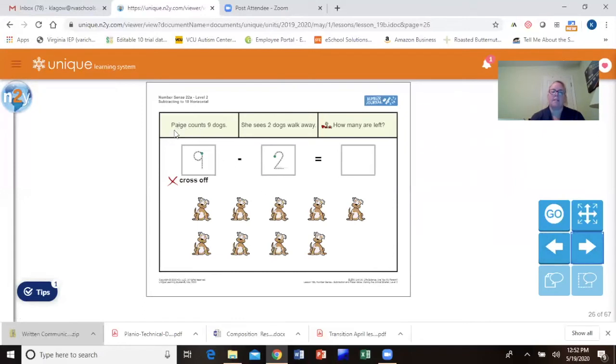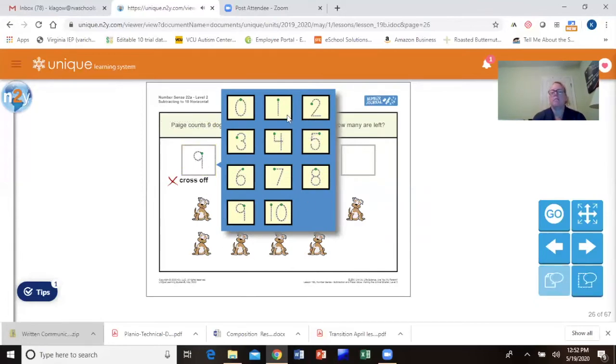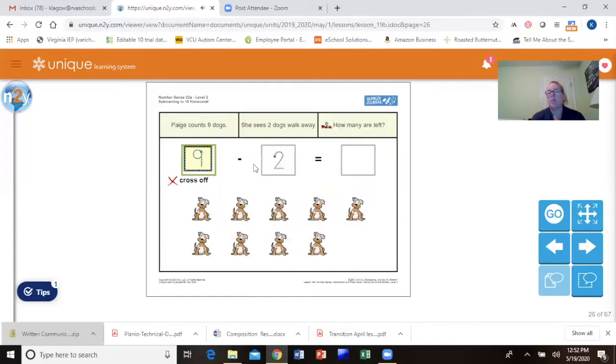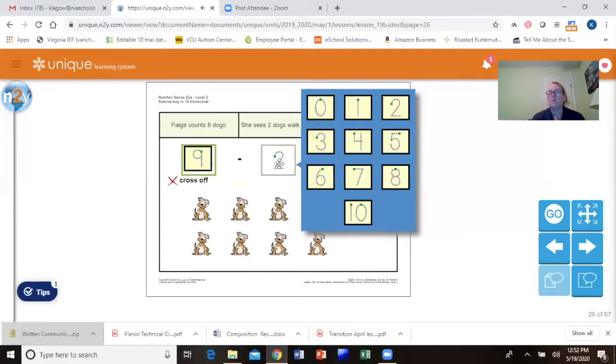All right, let's see about Paige. Paige is counting dogs. Paige counts 9 dogs. All right, let's find the 9. Point to the number 9. If you pointed here, you are correct. Take away 2. Who can find the number 2? Point to it. Find that number 2. If you pointed here, you are correct.